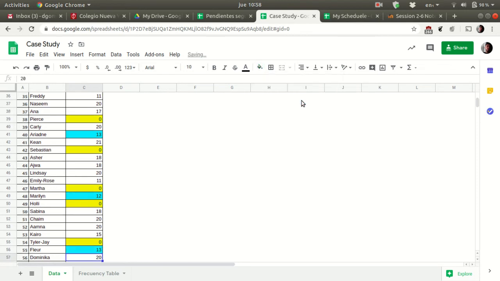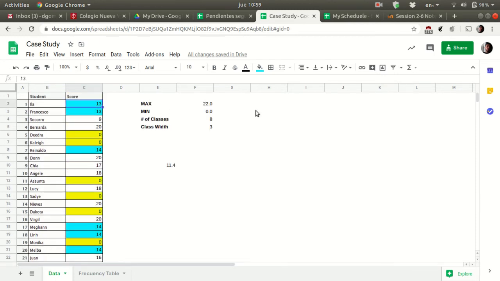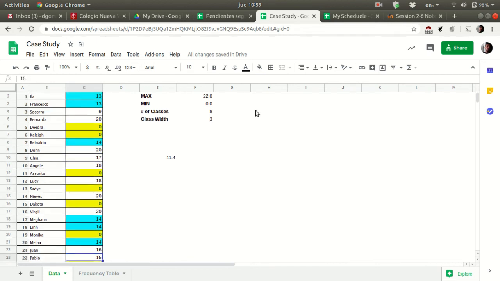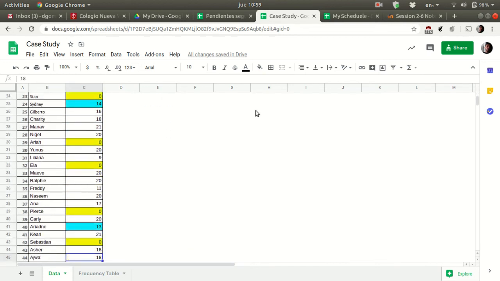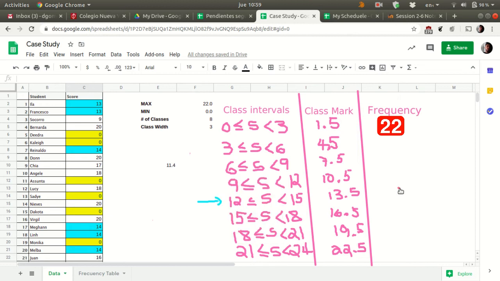Alright, the 13 here is going to count. 14. Greater than 12 and less than 15. Greater than or equal to 12 and less than 15. Okay, what else? Okay, that's it. So now we have to go back and count the blue ones. Alright, so let's count them. 1, 2, 3, 4, 5, 6, 7, 8, 9, 10, 11. Okay, so we have 11 numbers that are in this interval, which goes from 12 to 15.